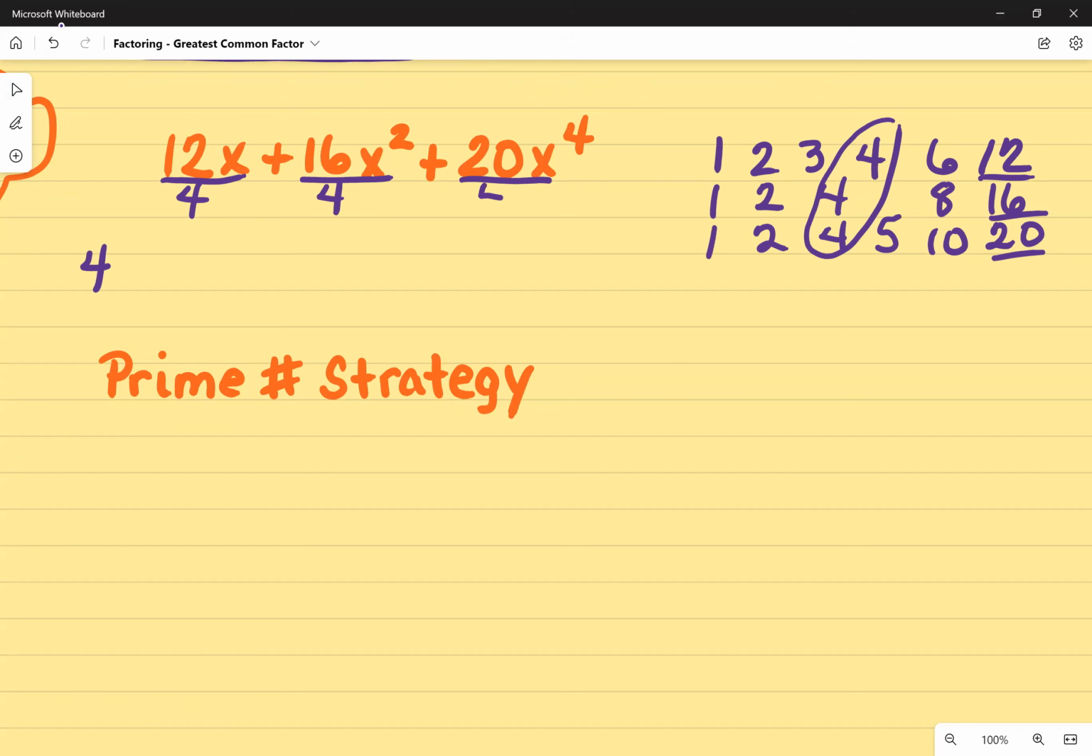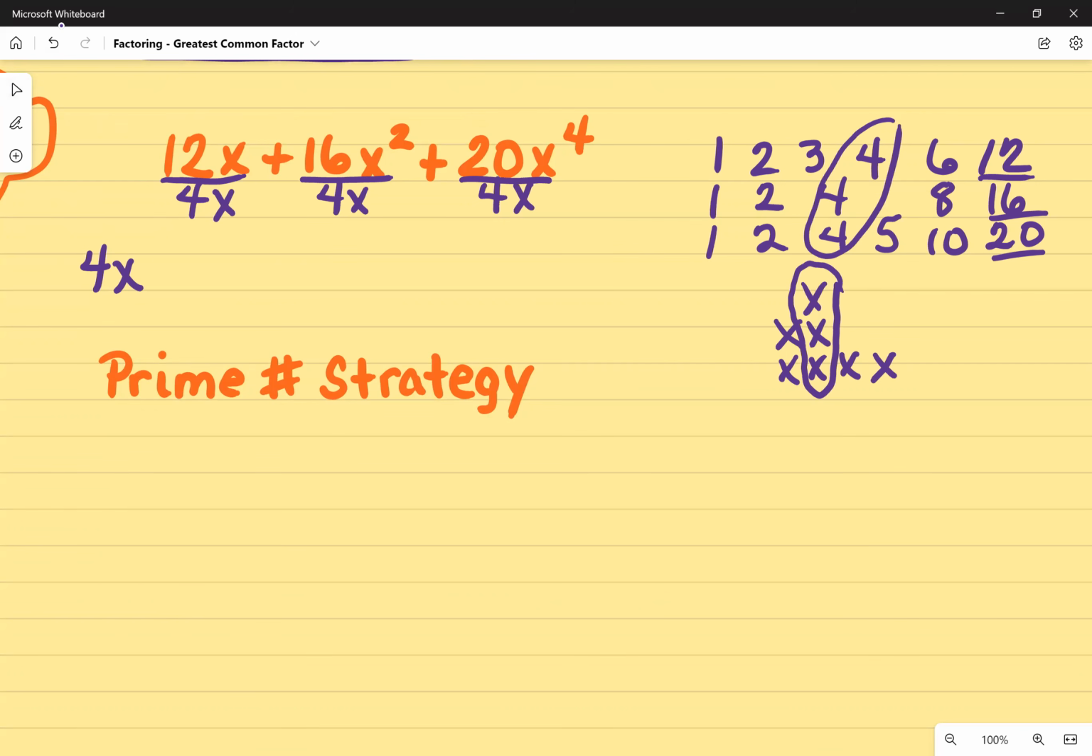Now I'm going to look at each of the terms, and I see that I also have a variable x. So for the first one, I just have 1x. For the second term, I have 2 x's, sorry. And then for the third term, the one with 20, it says x to the 4th. So that's really 4 x's, right? So how many x's do they all have in common? Whatever the smallest one is, that's what they all have in common. So they only have 1 x in common. So that's what I'm going to bring out. What I bring out is what I'm literally dividing everything by.